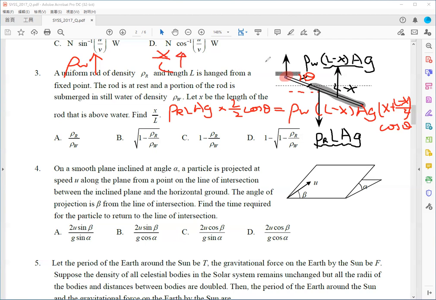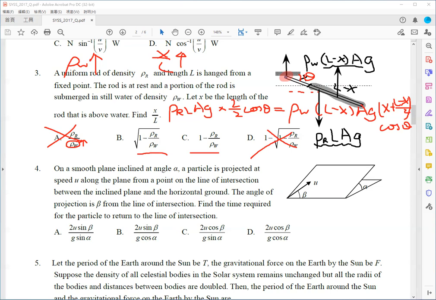That means more parts of the rod will be above water. Then you just have a look at the choices: if this one is larger, it will give you a smaller X over L, so this should not be the answer. And this one should not be the answer also. So therefore the answer is either B or C using this analysis.